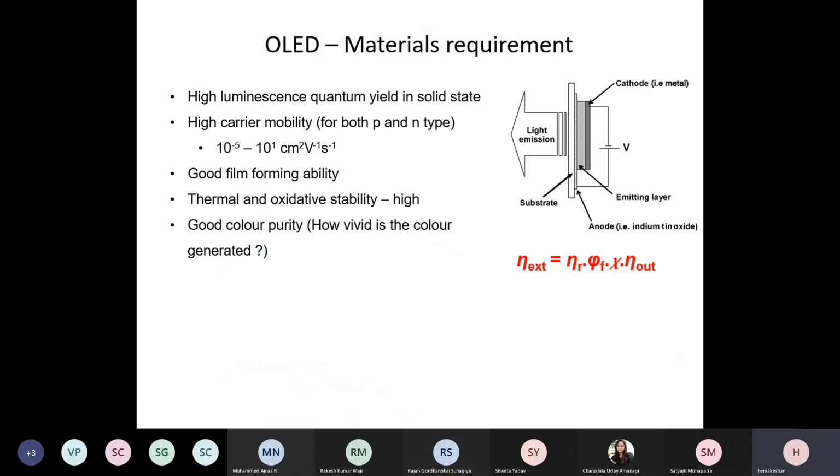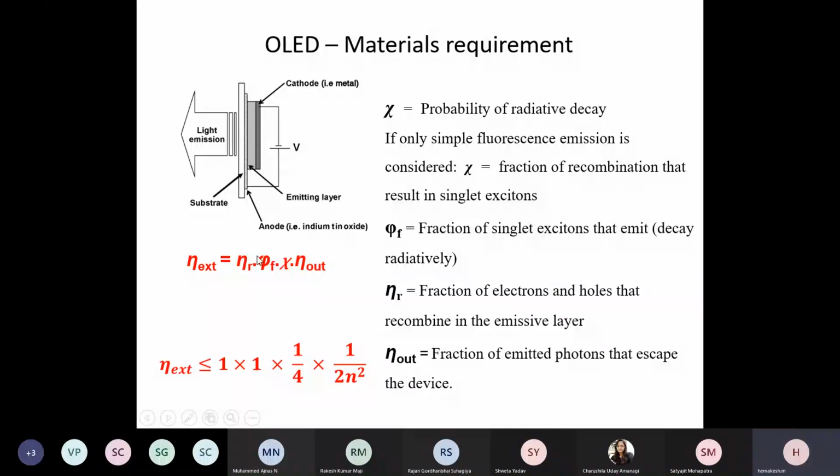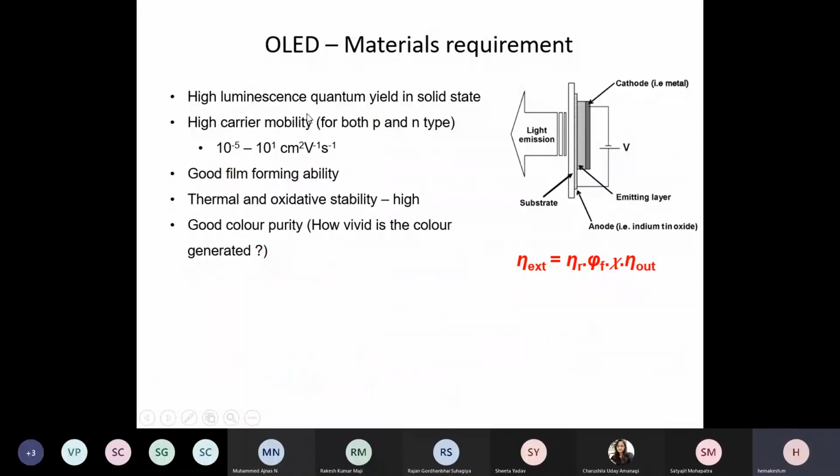The material requirements for the devices individually should be such that it has to have high luminescence quantum yield in solid state, which means this factor has to be as high as possible. The charge carrier mobility, doesn't matter if you're talking about P-type material, P-doped material, or N-doped material, has to be high. The term high is a relative term, of course. These kind of values are achievable in modern OLEDs.